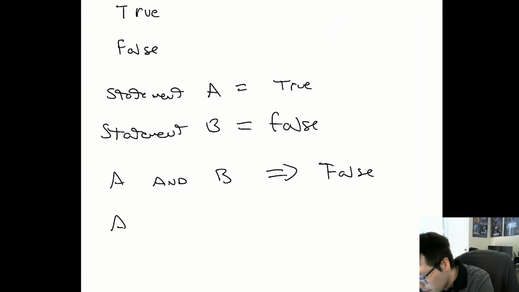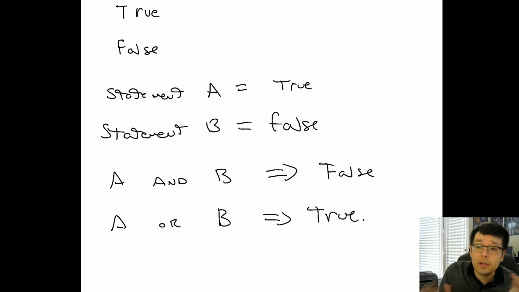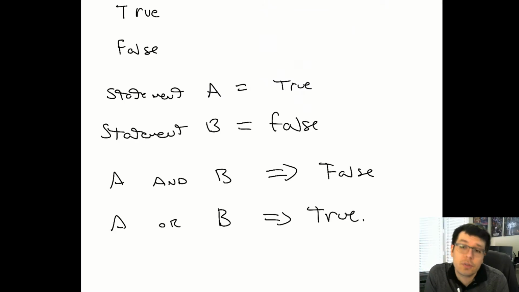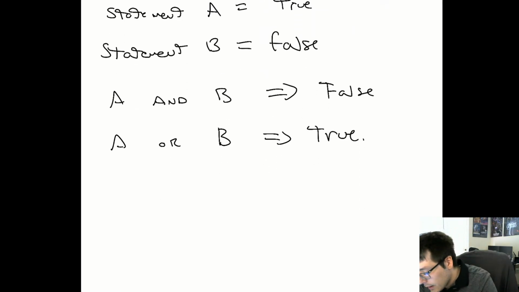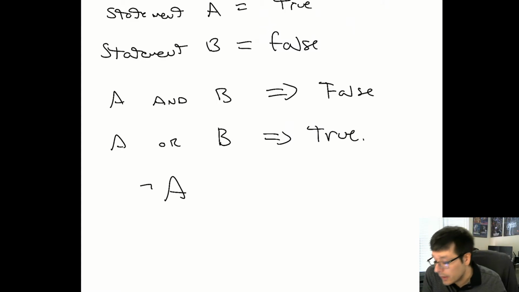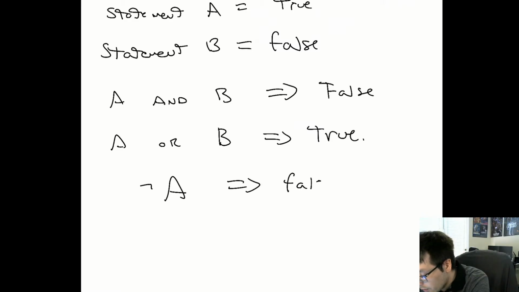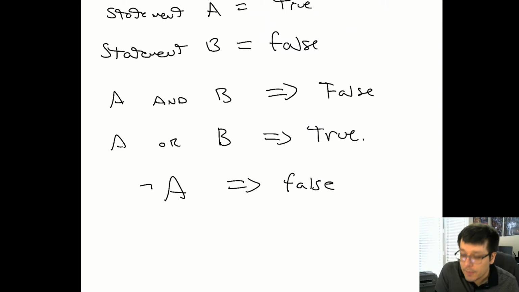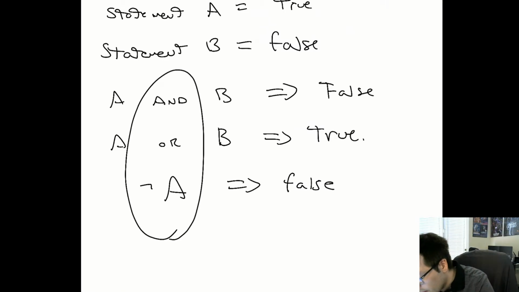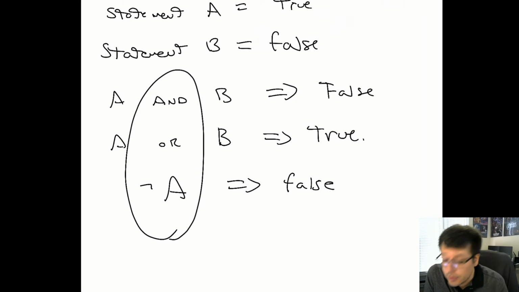Whereas if I say something like A or B, then this is true. Because I'm saying if at least one of the 2 statements is true, then keep this as true. Okay? And I also have sort of the inverse of that. The opposite of true is false, and the opposite of false is true. Okay? So these are your 3 basic logical operations that you can do.